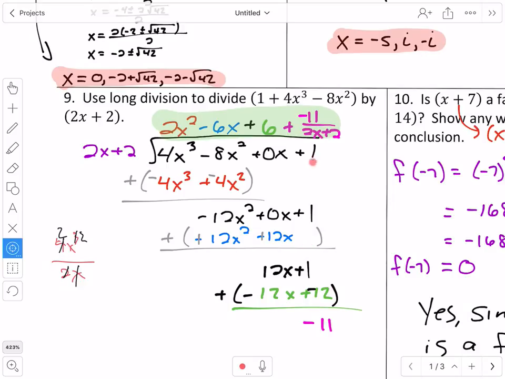Bring down the 1 from up yonder. Then I've got to divide 12x by 2x. It goes 6 times. 6 times 2x is 12x. 6 times 2 is 12. I'm choosing to add and change the signs, leaving me with negative 11 as a remainder. Instead of writing it as a remainder, I'm going to write it as a plus whatever the remainder is divided by whatever you're dividing by. Long division.